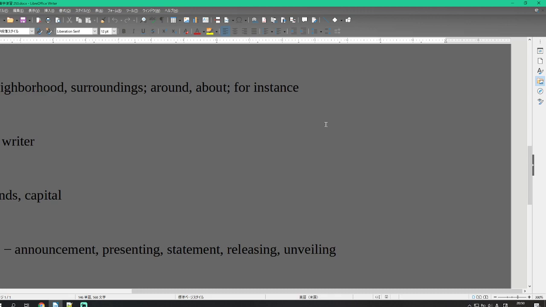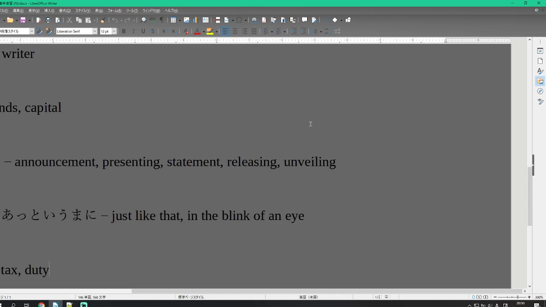An announcement or presenting or a statement of something is a hapyo. Hatsu, a departure or discharge of a graph or chart, hyo, diagram. Hapyo is an announcement or presenting of something. Atoyumani is just like that. Atoyumani. In the space of the time that it took me to say just like that, right in the blink of an eye.